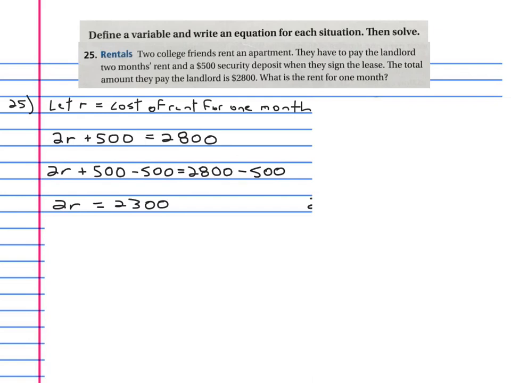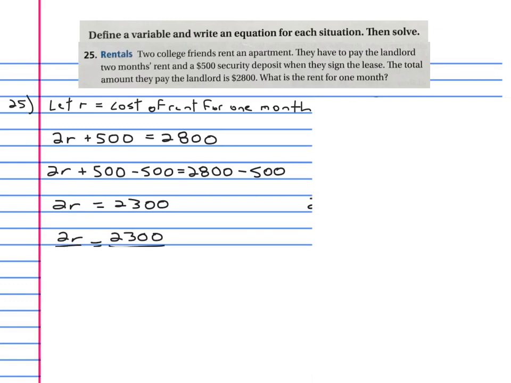Now, we have 2 R's. We want to have a single R, so we need to divide by the number in front of R, and that is 2. So we're going to write the original 2R equals 2,300, and then divide both of those by 2, because this will then become 2 over 2 is 1, and when we get 1R, we just call that R, and that's what we're looking for to solve that variable.